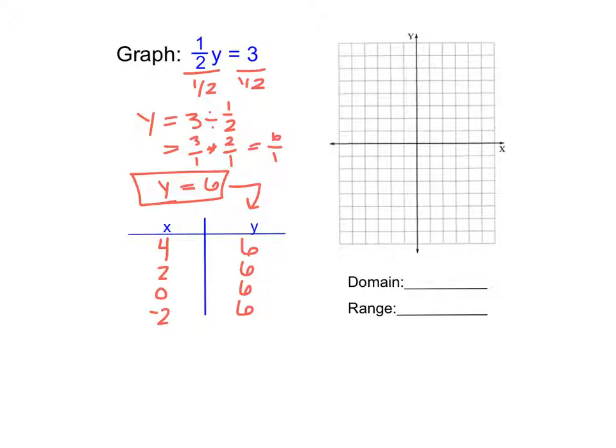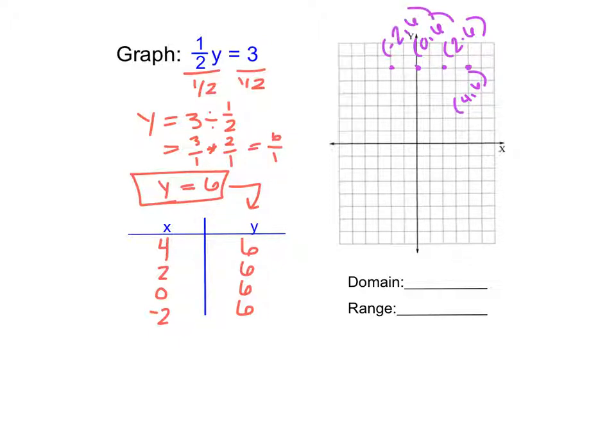I have x is 1, 2, 3, 4. Y is 1, 2, 3, 4, 5, 6. So this is the point 4, 6. Then I have x is 2, y is 6. So this is the point x is 2, y is 6. X is 0. I missed that by a little bit. X is 0, y is 6. X is -2, y is 6.